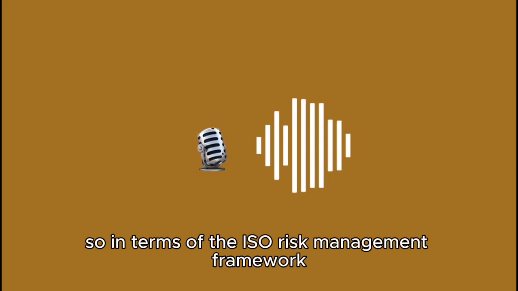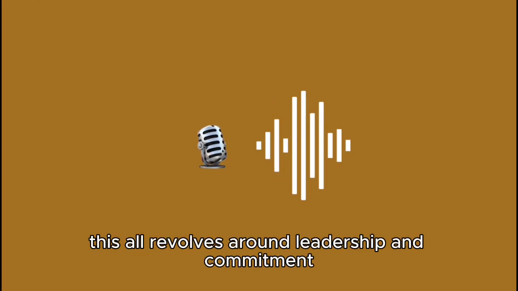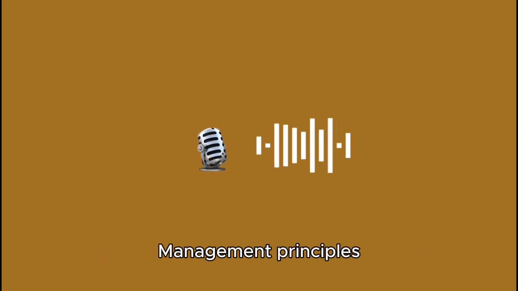So in terms of the ISO risk management framework, we have integration, design, implementation, evaluation, and improvement. And this all revolves around leadership and commitment. But now let's take a look at the ISO risk management principles.